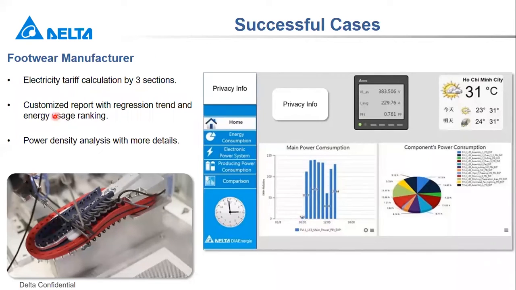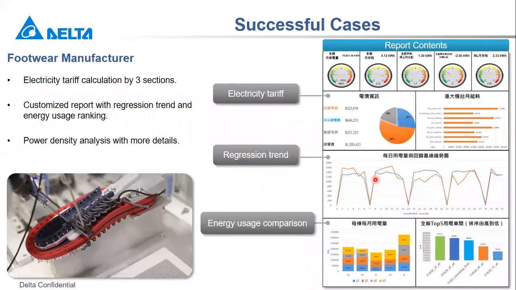And also we do the customized report with the regression trend and the energy usage ranking for the customer, and also the power density analysis with more details. And for this factory, actually they have 2 factories, but the distance between is more than 20 kilometers. I think we also integrate the 2 factories into one, but we go through their own network. They have the fiber to link the 2 factories.